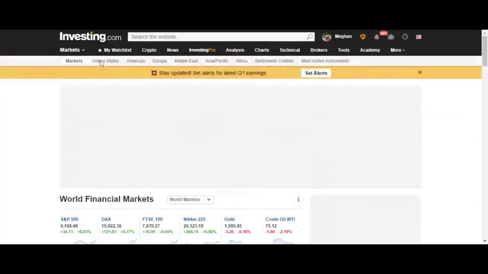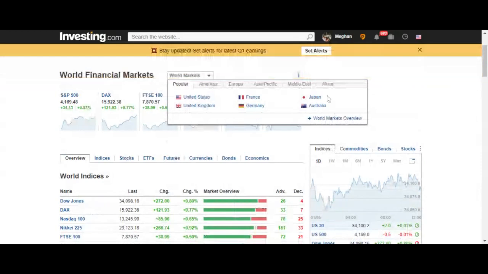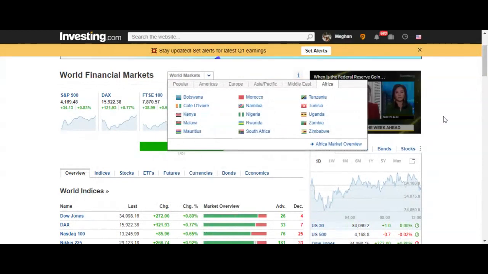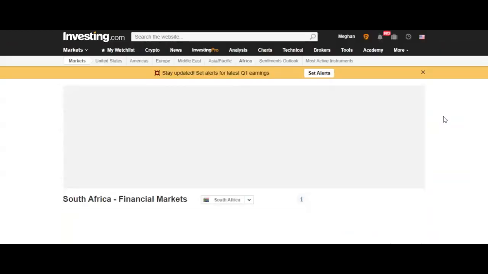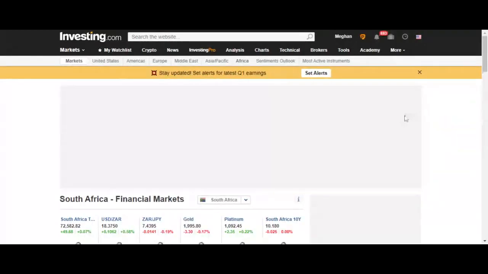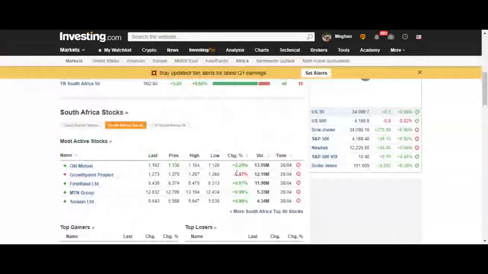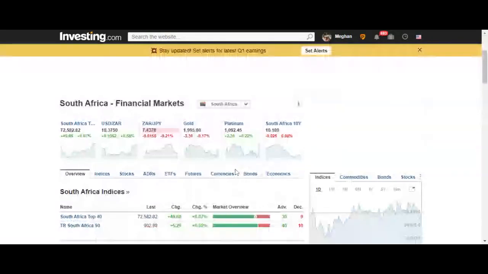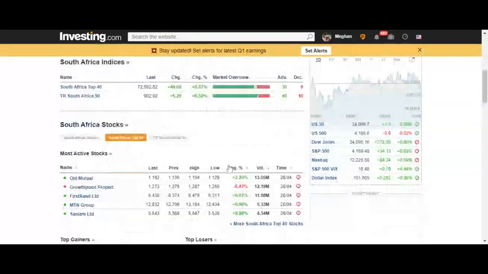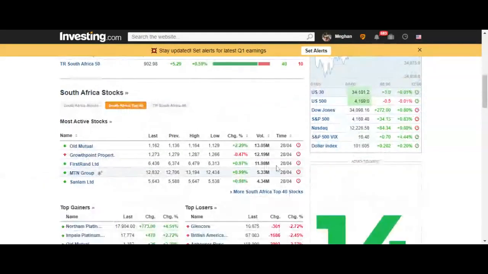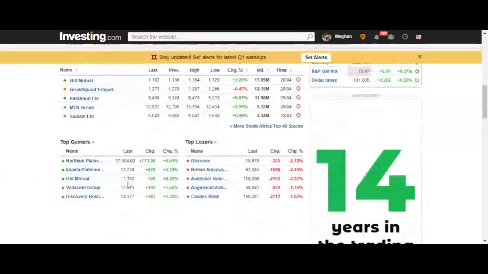Then bring up world markets. We can then change that to be specific to South African markets, so we don't get distracted. Obviously, any country you want to invest in is available in the real world. So should you take a liking to the trading game, you'll see that there's a world out there that you can get involved in, a world of opportunities.